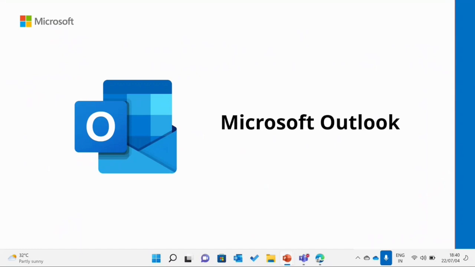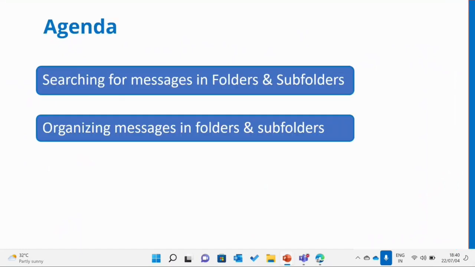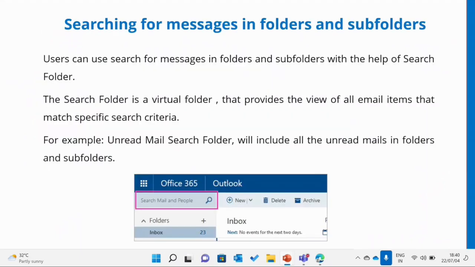Now, if you remember in rules, when we were setting up rules, we put one rule. For example, if we get emails with the word training on it, what happens? It gets shifted to a folder. Folders? Well, we will be learning about how to search for messages in folders and subfolders and how to organize messages in folders and subfolders. So all about folders in Microsoft Outlook.